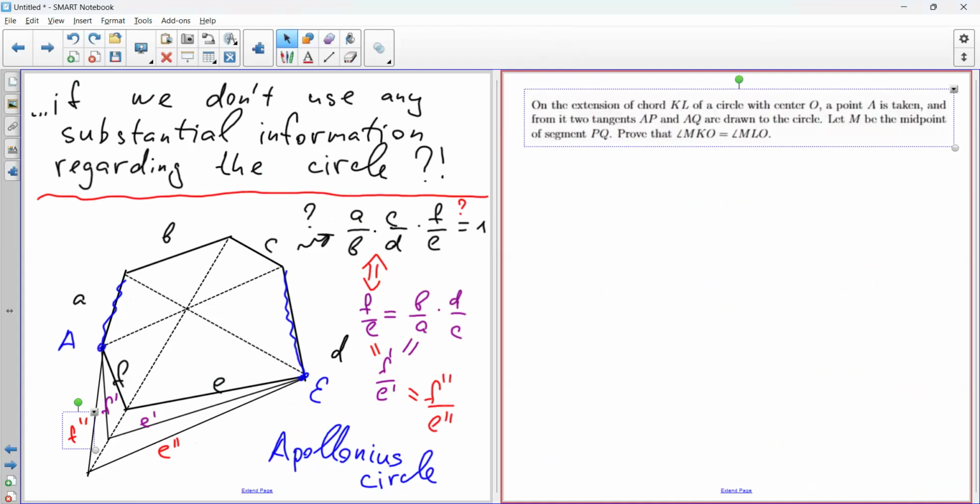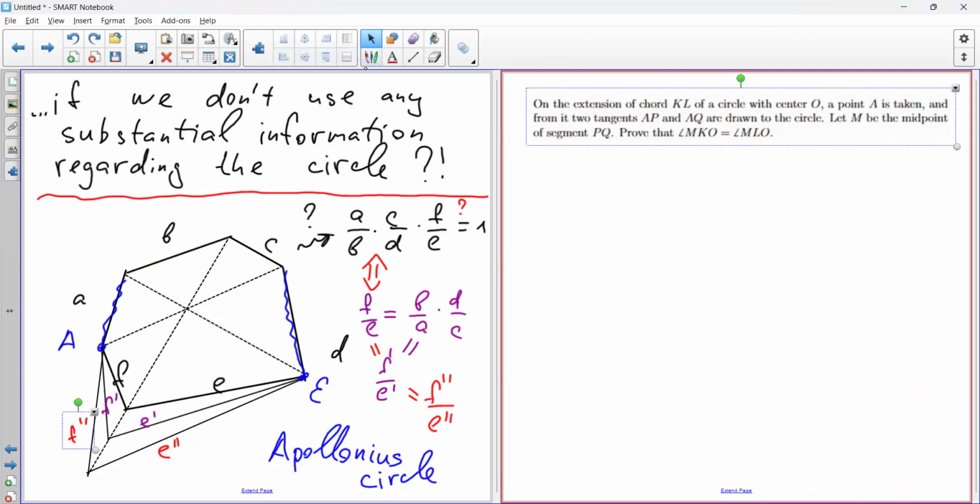Then let's consider this, and then we say several words about a new thing, and basically that will be the end of the class. So first, a good picture, of course. So problem number 4, on the extension of chord KL of a circle with center O.